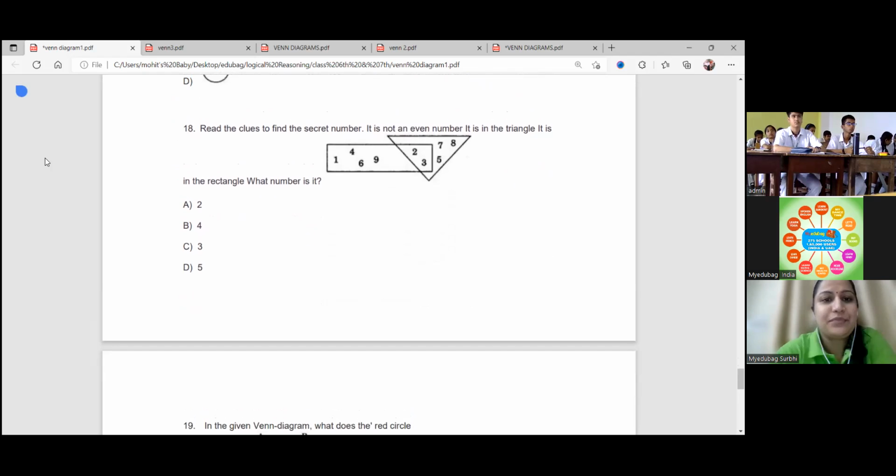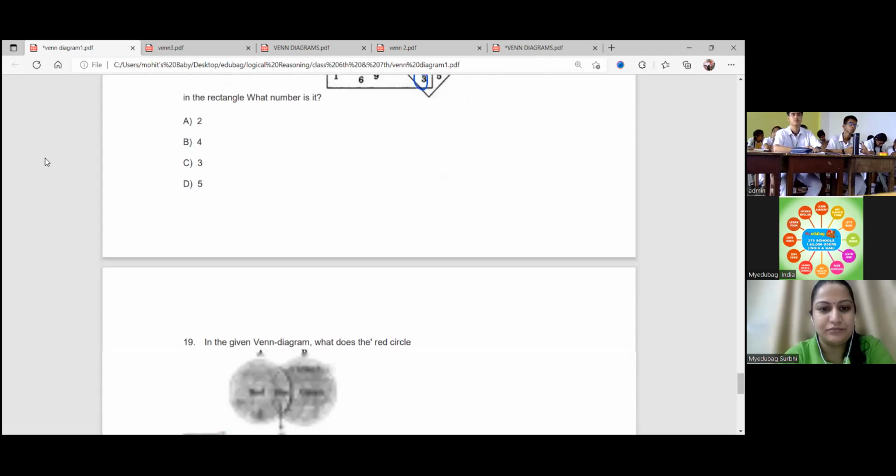Question 18. Find the clues to find the secret number. It is not an even number. It is in the triangle. It is in the rectangle. What is it? It is the third one, 3. It is coming in both the figures and it is not an even number.